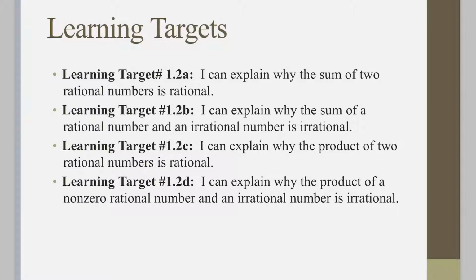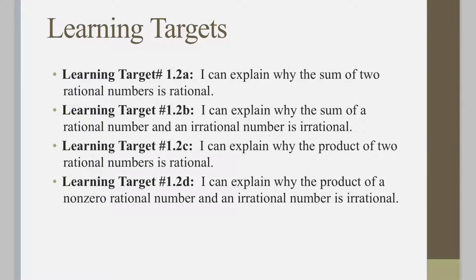Learning target 1.2b: I can explain why the sum of a rational number and an irrational number is irrational. Thinking back to the previous unit 1.1, both rational and irrational numbers are considered to be in the set of real numbers, but they are two different classifications of numbers.